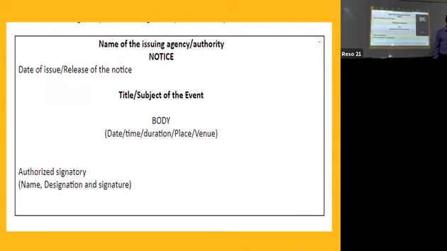After you complete the body, leave a line, put up the name known as signatory, and then put up the designation of that particular person. This is the way how the notice has to be put up.